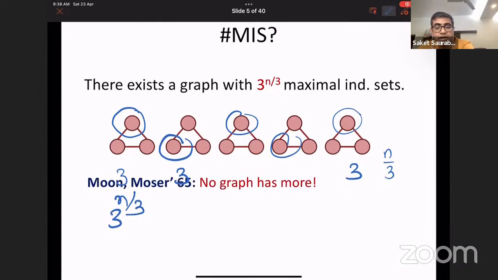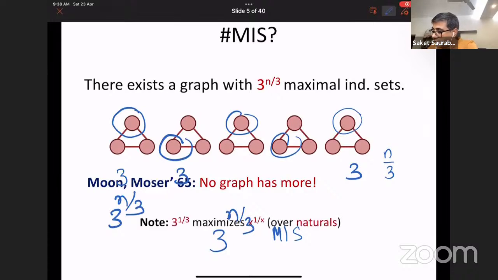And in 1965, Moon and Moser showed that actually this is all that you can have. No graph has more than 3 to the power n by 3 maximal independent sets, right? So this is what we are going to show next, that any graph contains at most 3 to the power n by 3 maximal independent sets. Okay. So our things here are maximal independent sets, and our graph.